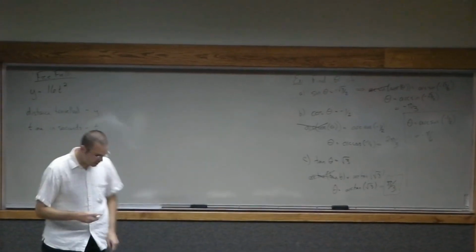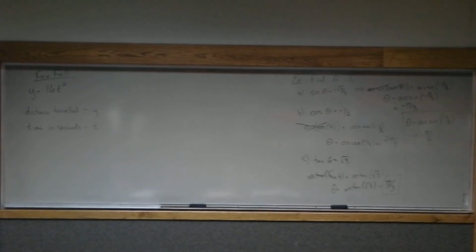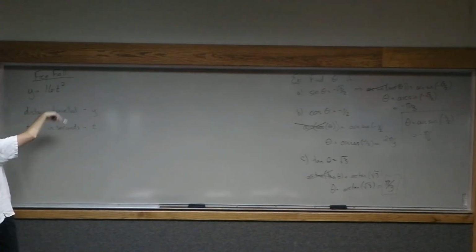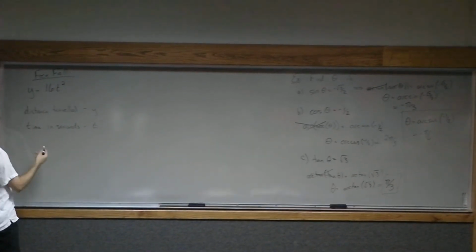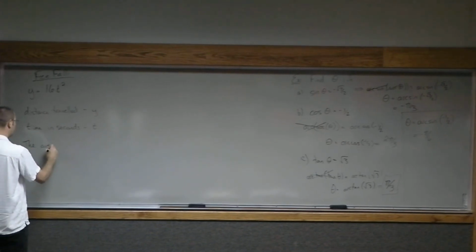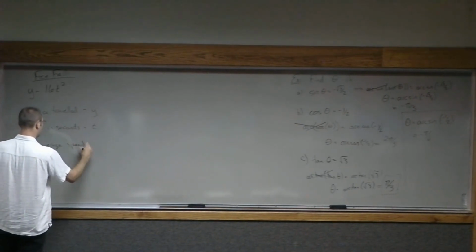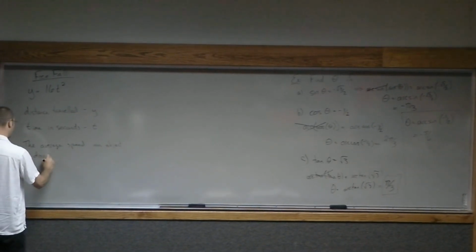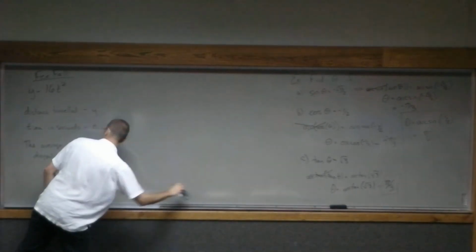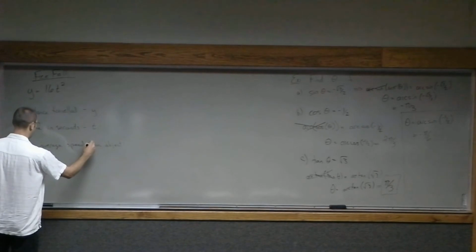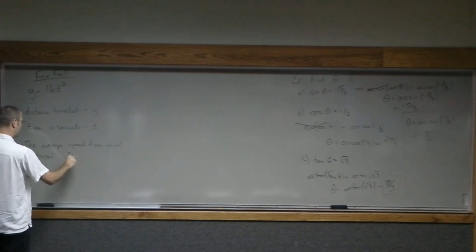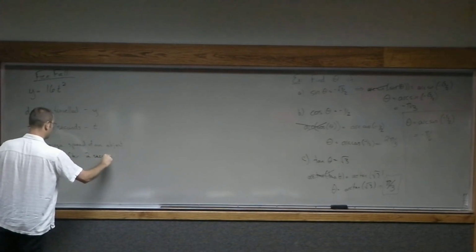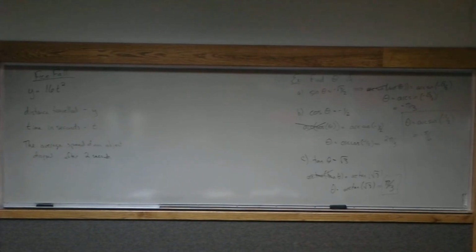All right. Now, if I wanted you to identify the average speed of something, let's take this formula here, and let's calculate the average speed of an object dropped after 2 seconds. This is what we're going to calculate: the average speed of an object dropped after 2 seconds.